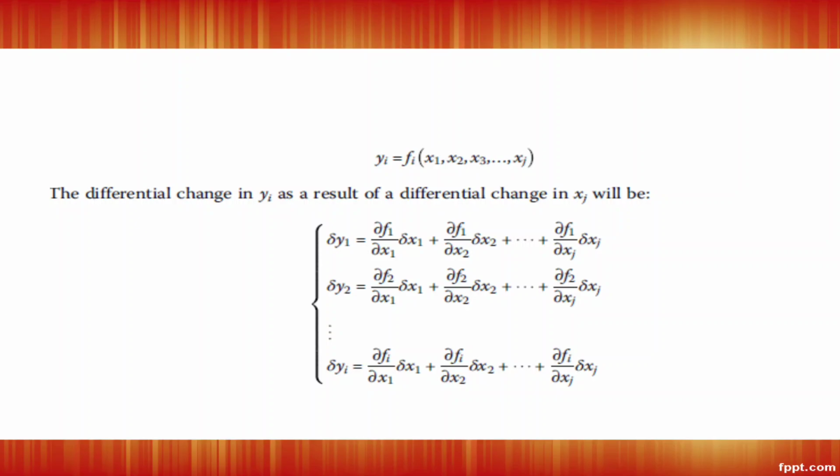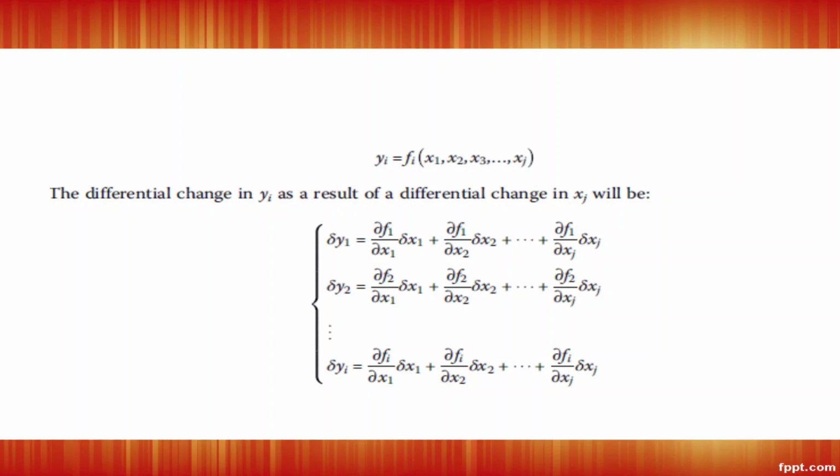The differential of the first output, del y1, equals dou f1 by dou x1 del x1 plus dou f1 by dou x2 del x2 plus, and so on, up to the ith term. The same idea applies for all outputs, that is del y2, del y3 up to del yi. So we have the equations for del y1, del y2 up to del yi. These equations give the differential relationship between the individual variables and functions.